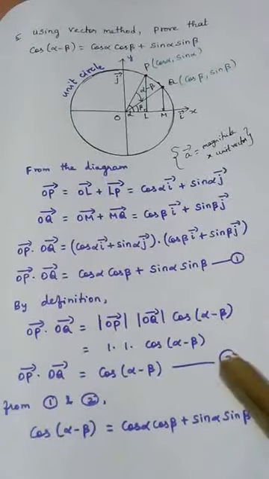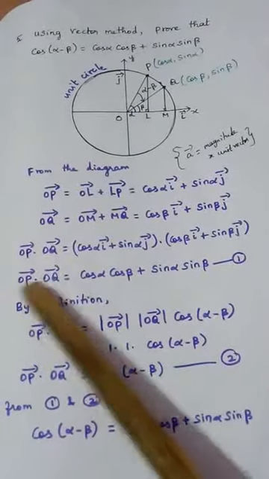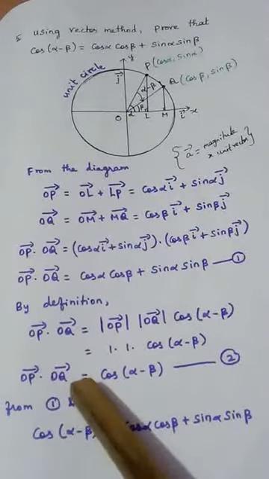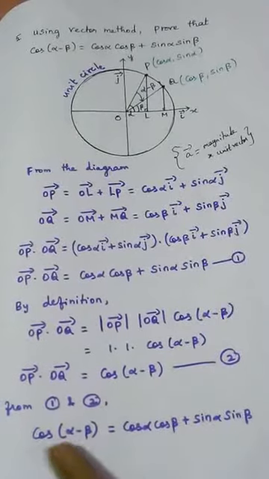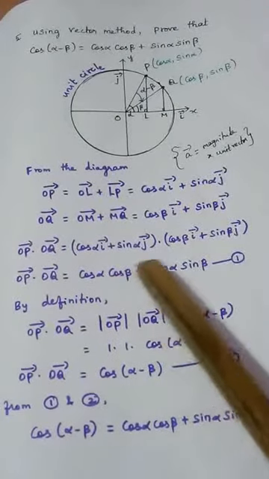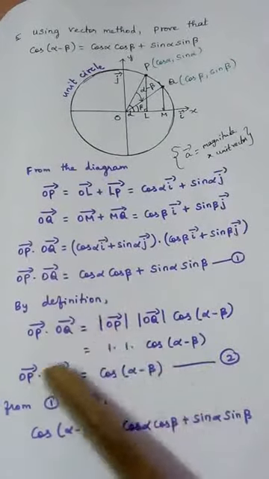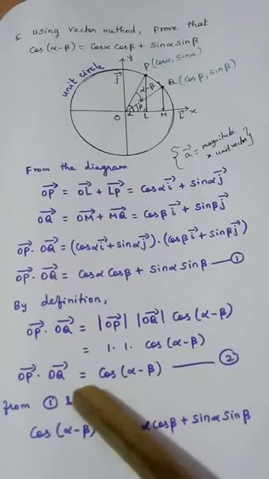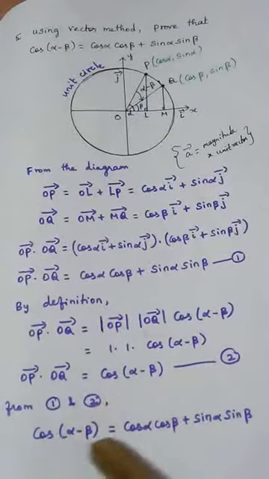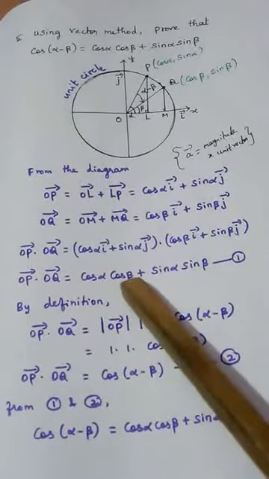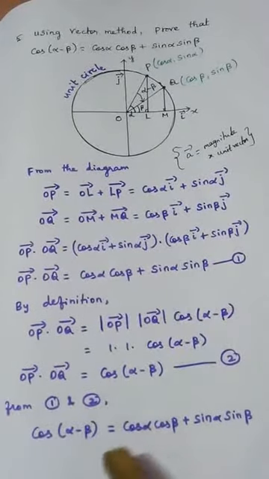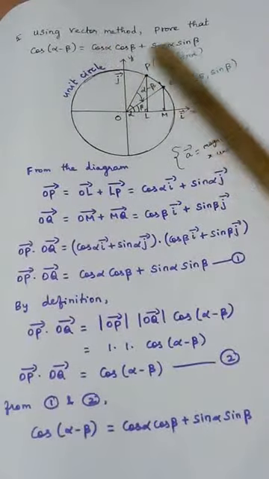So compare the first equation and second equation. This is also OP dot OQ. So cos(alpha minus beta) is equal to cos alpha cos beta plus sin alpha sin beta. See, LHS are the same, so therefore we can equate RHS. RHS here is cos(alpha minus beta). RHS there is cos alpha cos beta plus sin alpha sin beta. So hence we proved this result.